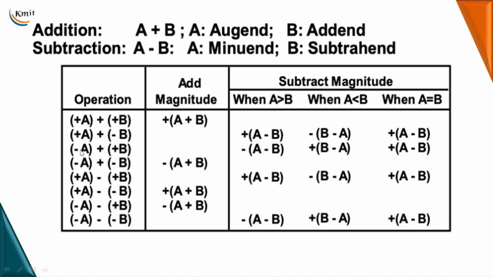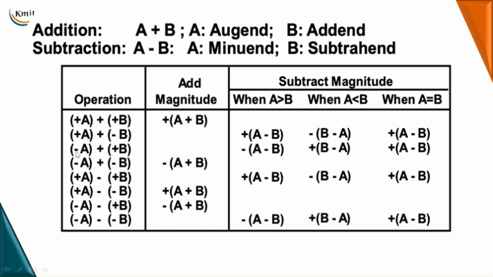Okay. Next, in the third case where the first operand is negative and the second operand is positive, you have to check if A is greater than B. If A is greater than B, you are performing A minus B and the resultant sign will be the sign of A. Similarly, if A is less than B, you are subtracting the smaller number from the larger number B. You are doing B minus A and the resultant sign will be the complement sign of A.